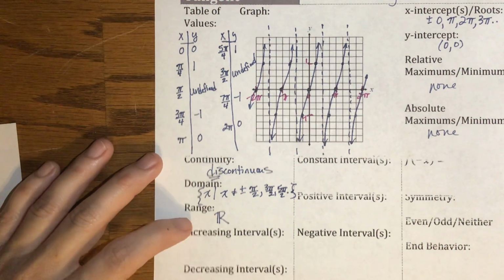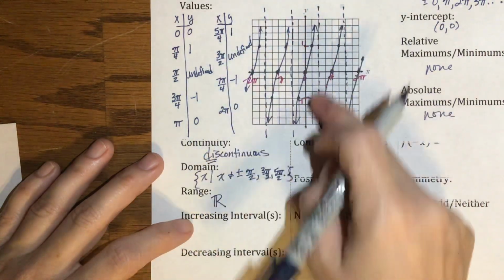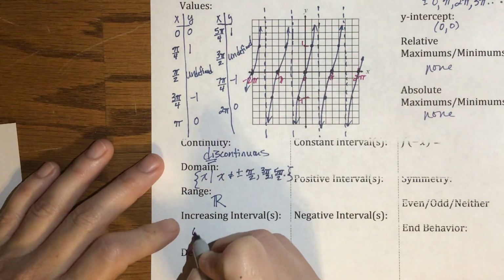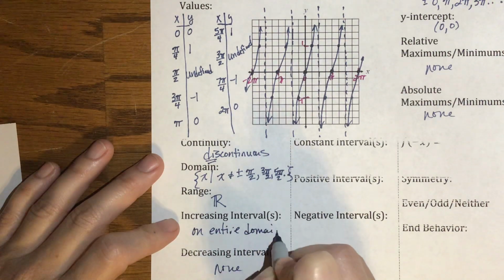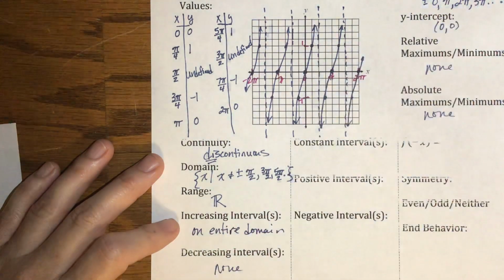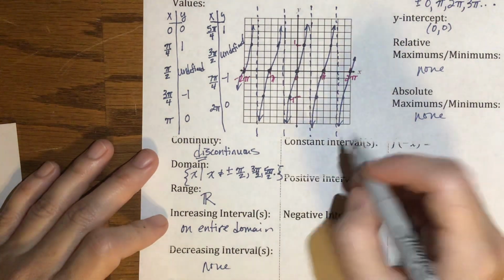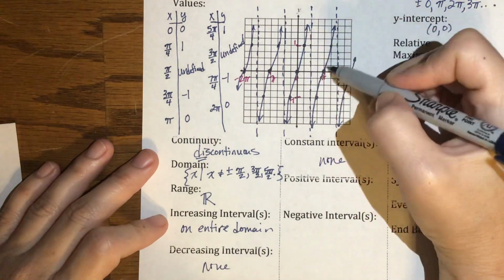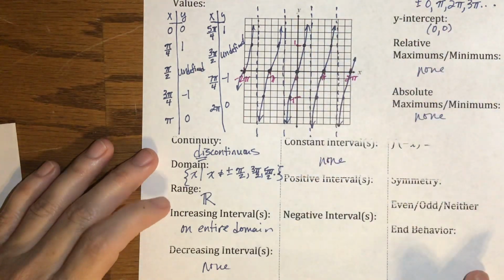Okay? It's actually increasing on its entire domain, right? So it's never decreasing. I don't want to say all real numbers here because there's parts of all real numbers that aren't in the domain, so we're just going to say on the entire domain. It's always increasing. It's never constant. Positive here, here, here, negative here, here, here, but I don't want to get into that notation.